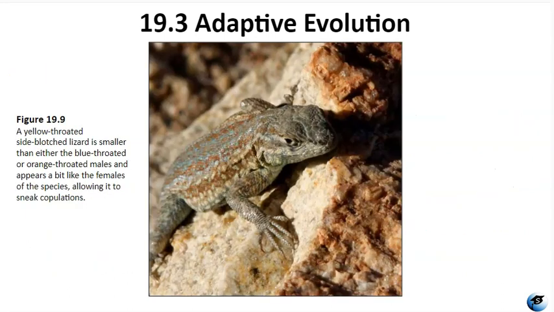Both the handicap principle and the good genes hypothesis rely on traits being honest signals of male quality. This allows females to select the fittest mates who will pass on the best genes to their offspring. Figure 19.9 is showing that male yellow-throated side-blotched lizard we were talking about before. He's smaller than the blue-throated or the orange-throated males, and it makes him look more like a female. And this allows him to be more inconspicuous with his mating choices.